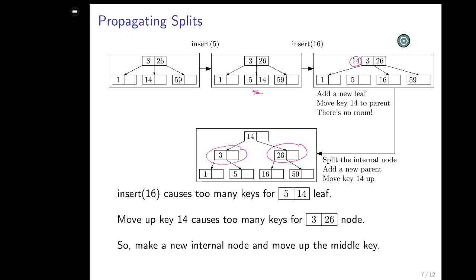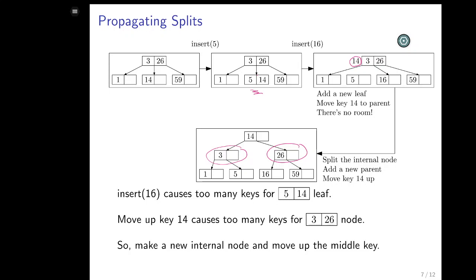What if it's odd? Break your ties. I'll show you exactly how to break the ties, because I'm going to give you some code. So this is how a B tree grows. It grows in height by the root splitting and a new root being created.